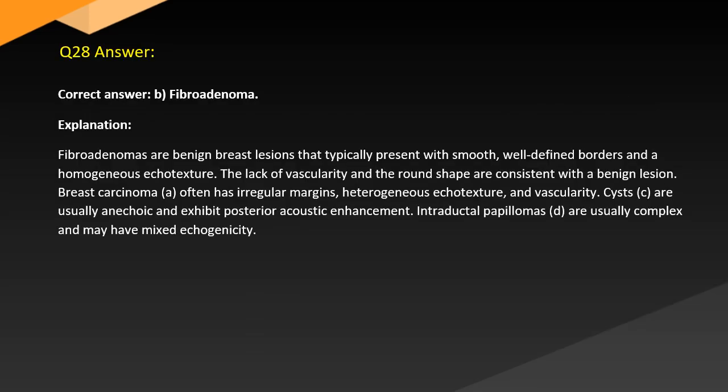Answer. Correct answer B. Fibroadenoma. Explanation. Fibroadenomas are benign breast lesions that typically present with smooth, well-defined borders and a homogeneous echo texture. The lack of vascularity and the round shape are consistent with a benign lesion. Breast carcinoma A often has irregular margins, heterogeneous echo texture, and vascularity. Cysts C are usually anechoic and exhibit posterior acoustic enhancement. Intraductal papillomas D are usually complex and may have mixed echogenicity.